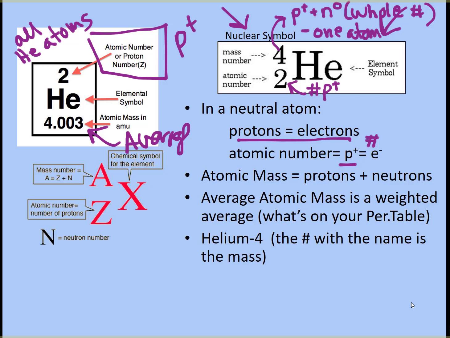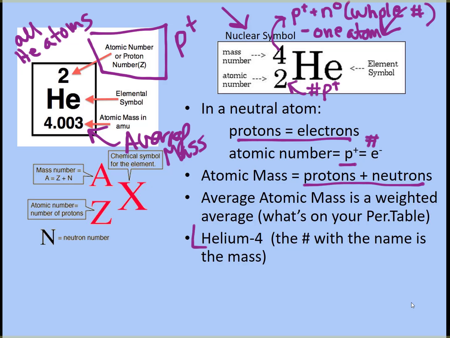The atomic mass, as I said before, is protons plus neutrons. The average atomic mass is a weighted average. Some atoms of the same element might have a different number of neutrons. Same number of protons, but different number of neutrons. And that's what an isotope is. Because of that, it makes the average mass not a whole number. That's where I get that decimal number, because it's a weighted average.